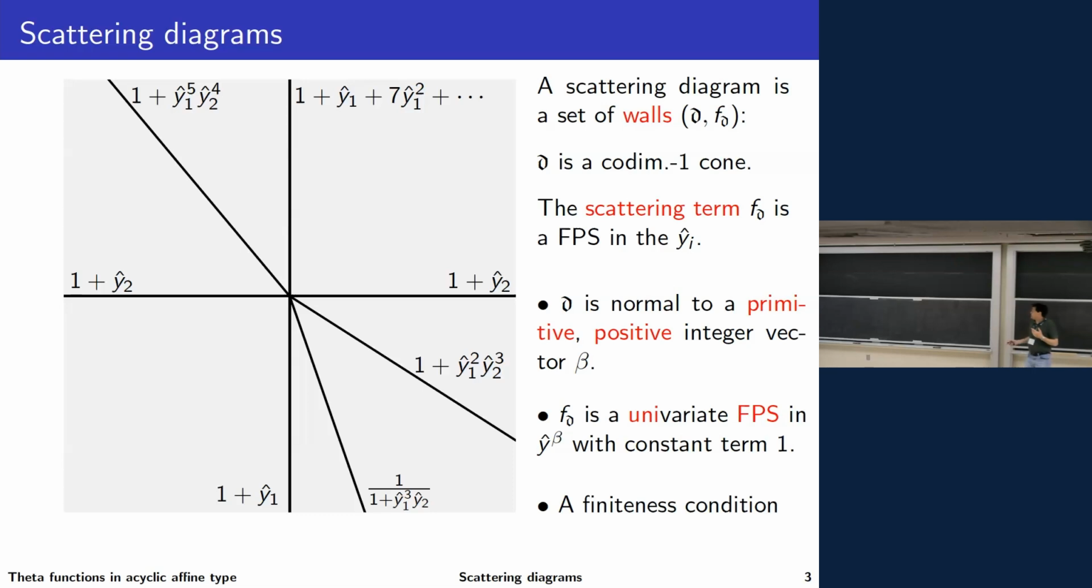Each wall is normal to a primitive positive integer vector. So that puts a lot of limitations on where those walls can be. And actually, each scattering term is a univariate formal power series in some Laurent monomial in the y's with constant term 1. And there's a finite condition, and basically the finite condition adds up to anything we want to say if we do limits of formal power series will work.